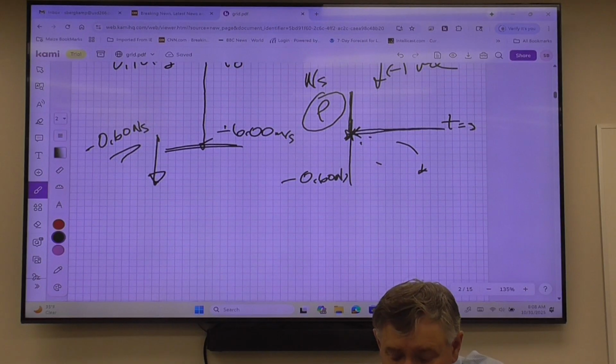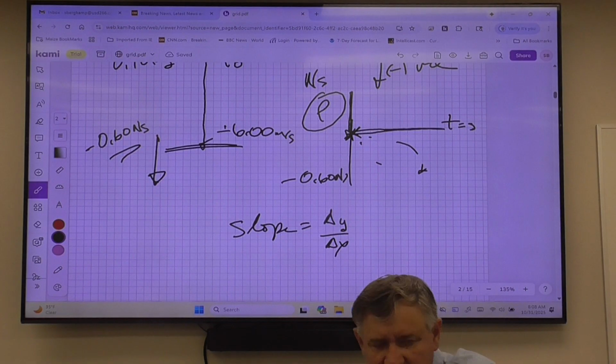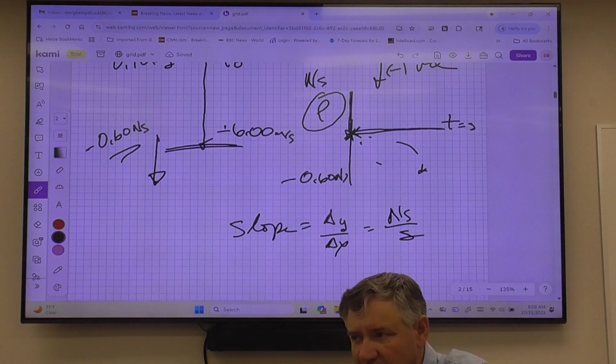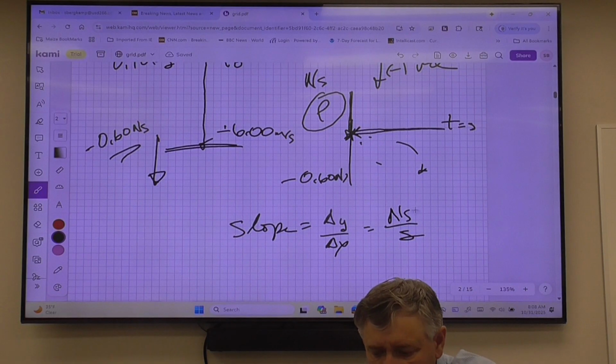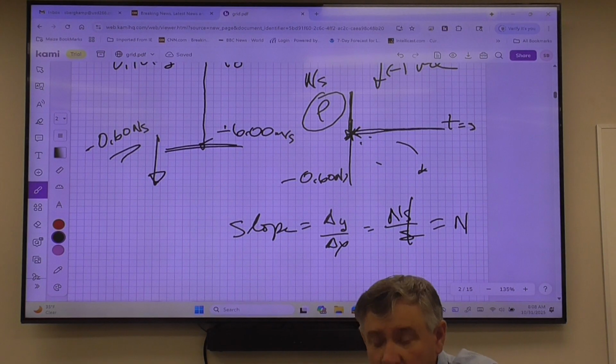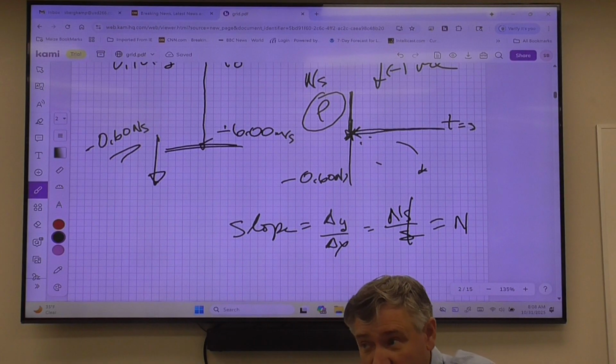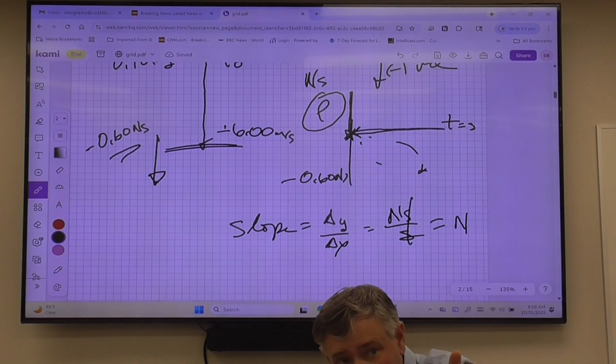So the slope of the line would be change in y over change in x. True? Yes. So that would be Newton seconds divided by seconds. Oh, the seconds cancel. So slope represents the force. Ah, slope represents the force. Whoa! Oh my goodness! Okay?